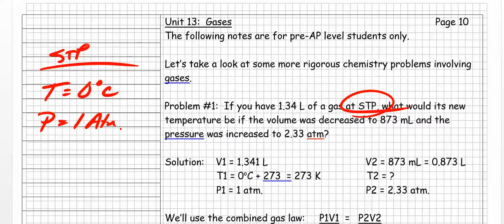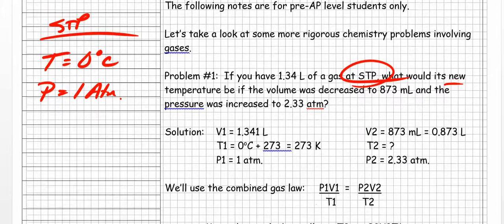What would its new temperature be? Okay, when you see that word new, that tells you you're not going to use the ideal gas law. What are you going to use? You're going to use the combined gas law this time, okay? What would the new temperature be if the volume was decreased to 873 milliliters and the pressure was increased to 2.33 atmospheres, okay? Fair enough.